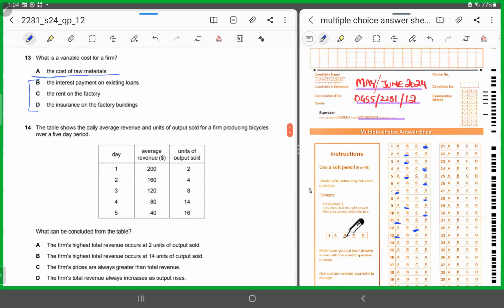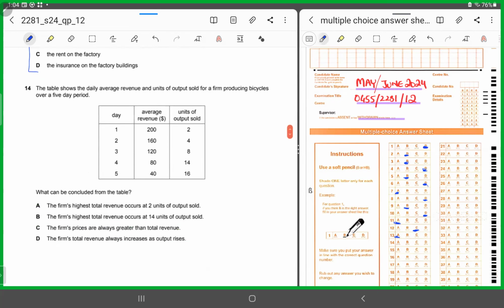Let's look at number 14. Number 14 talks about a table. It gives us three parts. It shows the daily average revenue and units of output sold for a firm producing bicycles over a 5-day period. So the first part of the table gives us the days. The second part gives us the average revenue. The third column shows us the units of output sold.